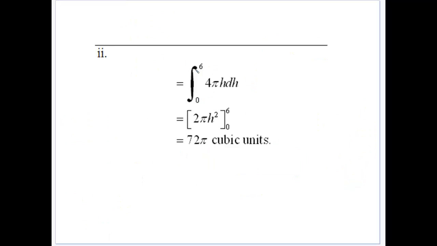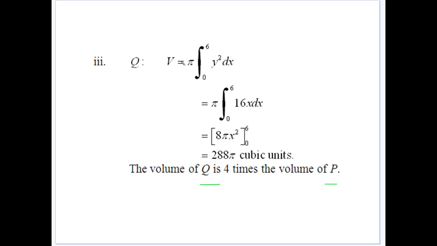The volume then, between 0 and 6, of 4 pi h dh, where we integrate, and we get 72 pi. And the last part, we're told to rotate that area that's created by the parabola around the axis. So y squared gives us 16x, and when we integrate that part, we get 8 pi x squared, and between 0 and 6 gives us 288 pi. And we're asked for the relationship between them, so it means that this volume Q is 4 times the volume of P.